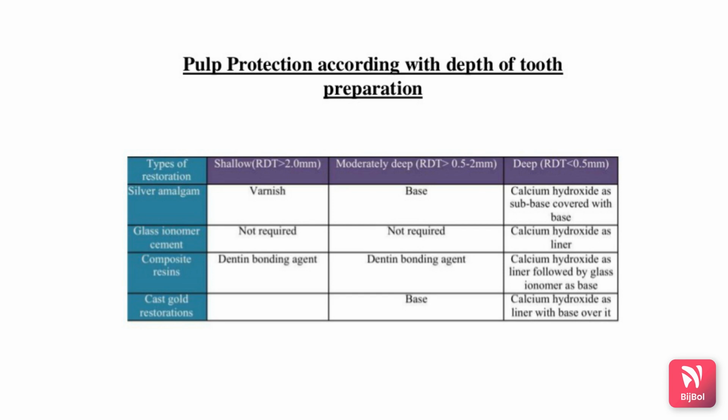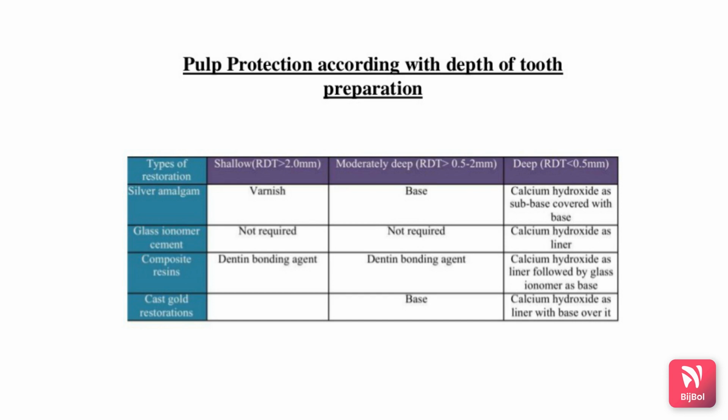Now we'll see the composite restorations. The dentin bonding agents are the preferred agents to bond composite restorations to the tooth structure in case of shallow and moderate cavity preparations. Whereas in case of deep cavities with less than 0.5 mm of RDT, a calcium hydroxide liner, preferably visible light cured calcium hydroxide, is applied over the deepest portion.